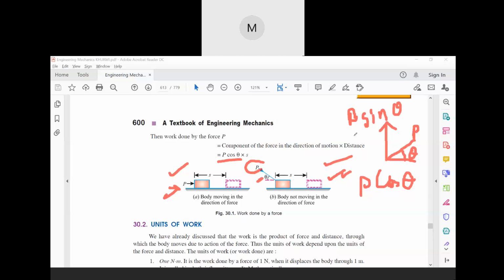Do you remember these things, students? Do you remember the cos theta and sin theta thing? Yes, sir. Okay. So this is how you have to assign it. If it is not in the direction of motion of the body, then you will have to take the angle and then eventually find out the work done. This is how you'll be finding it.